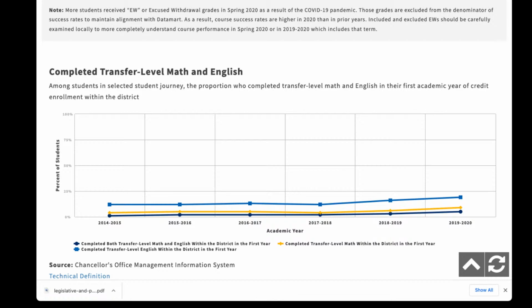I could double check. Maybe you guys can do that for homework, right? If you live in Calabasas and they start to put you in a transfer level math course, right? And there's some assumptions here, right?